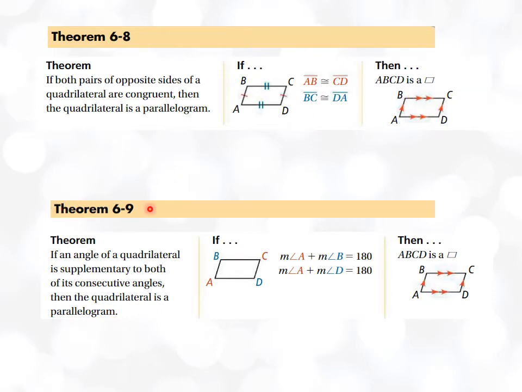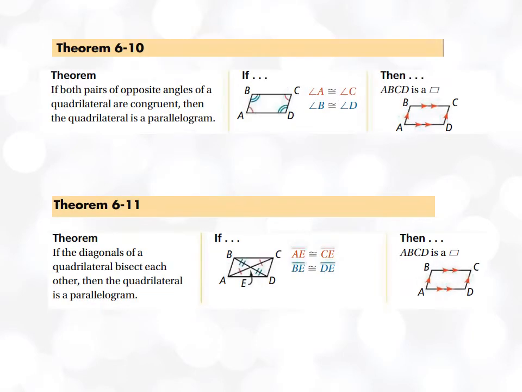Well, let's check Theorem 6.9. It says that if an angle of a quadrilateral is supplementary to both of its consecutive angles, then the quadrilateral is a parallelogram. Look at this. Measurement of angle A, the next consecutive angle is B, so measurement of angle A plus measurement of angle B equals 180. Same way, measurement of angle A plus measurement of angle D equals 180. Then we can say this quadrilateral is a parallelogram. See, if I am considering C, C plus D or C plus B, that is also possible.